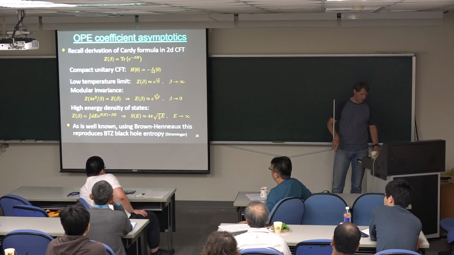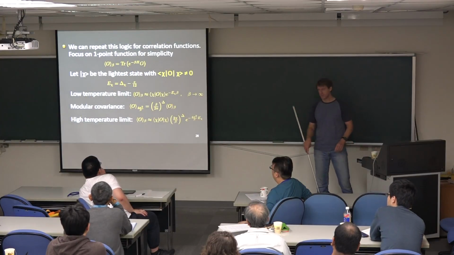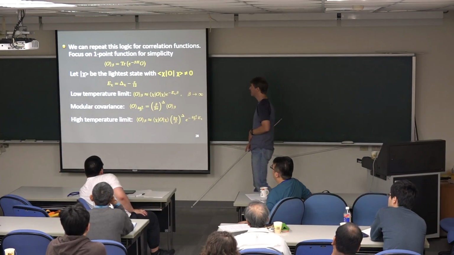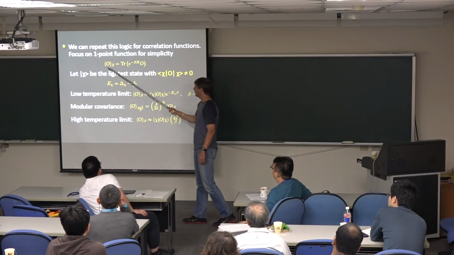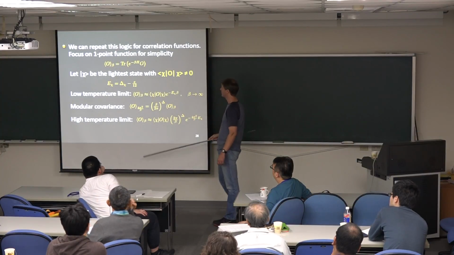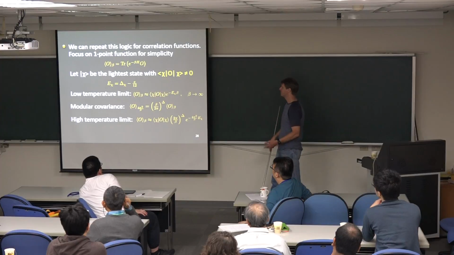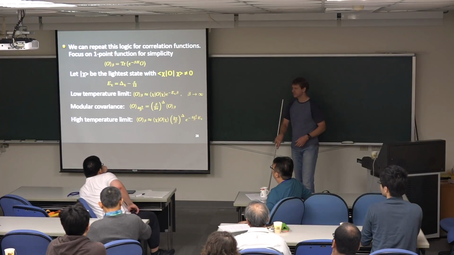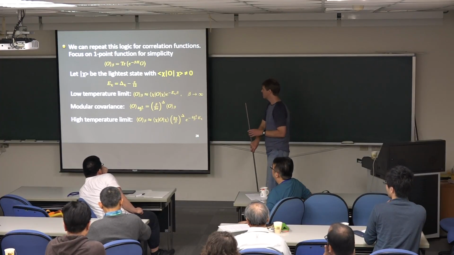Okay, so what if I run that same story now, but not looking at the partition function, but a correlation function? And for simplicity, let's just look at a 1-point function. So there's a very simple analog of this for higher point correlation functions. Let's take a 1-point function.